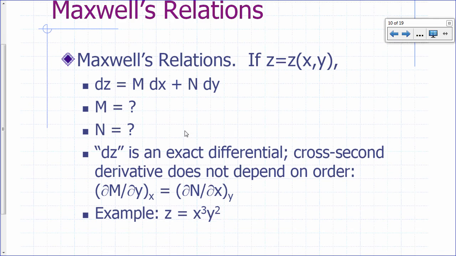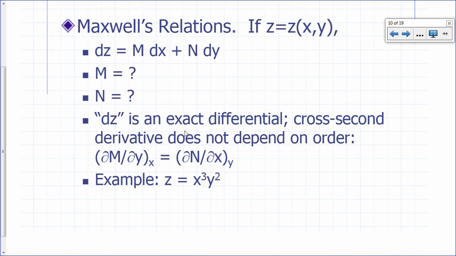All right. Maxwell's relation. If z is a function of x and y, okay, we can write dz is something times dx plus something times dy. So this first something here is y. What is this? Partial of what?